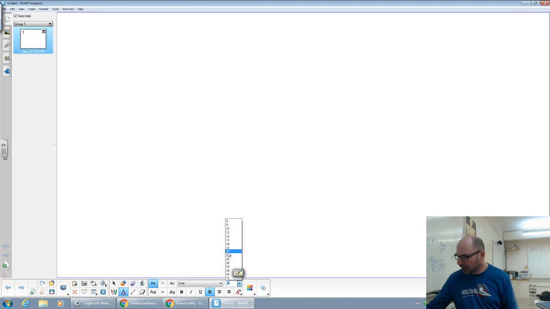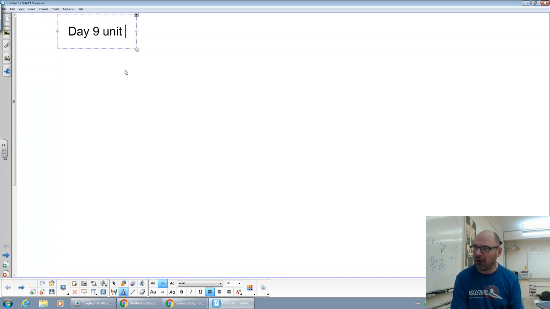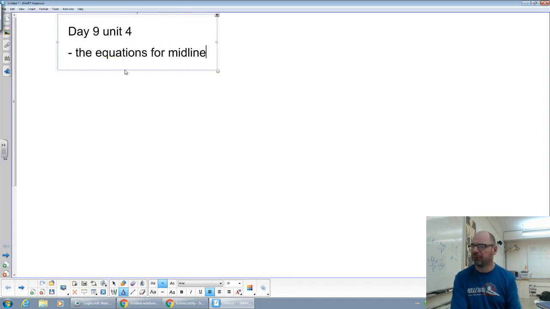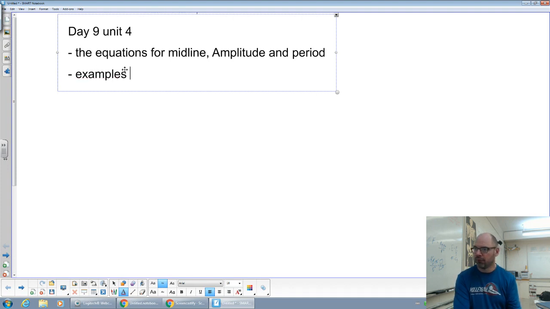Pretty straightforward here. As soon as we get this set up, there we go. Okay, so this is day 9. We're going to be looking at Unit 4, Foundations, and we're looking at the equations for midline, amplitude, and period. Okay, and we're going to be looking at some examples. Graphs.